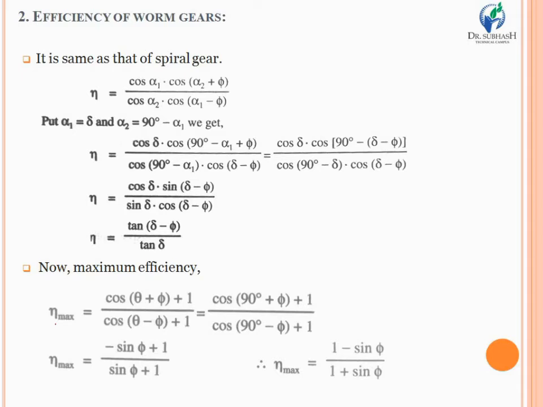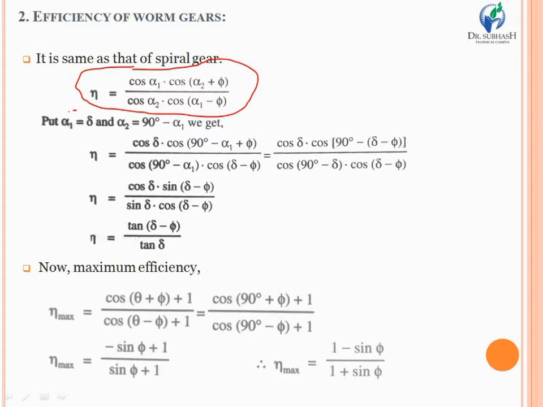So the relation for the efficiency of spiral gear looks like: efficiency is equal to cos alpha 1 into (cos alpha 2 plus phi) upon cos alpha 2 into (cos alpha 1 minus phi). That is the actual equation of efficiency of spiral gear. And because of the very much similarity, we can use the same equation for the worm gear assembly too. Now we just need to simplify this relation further, and what simplification we are making, look at the bottom side.